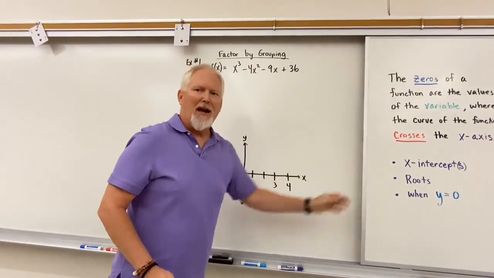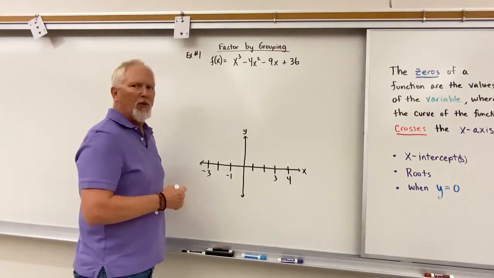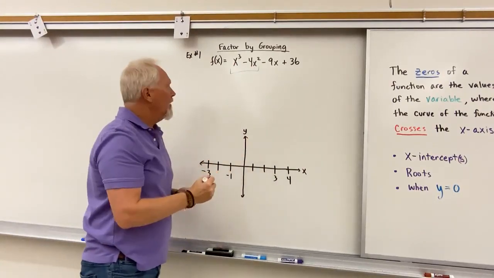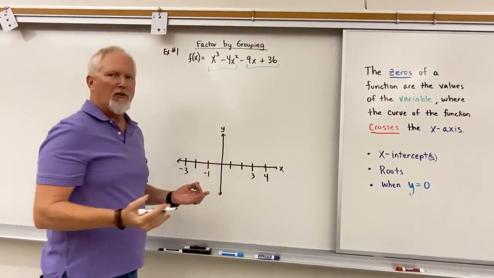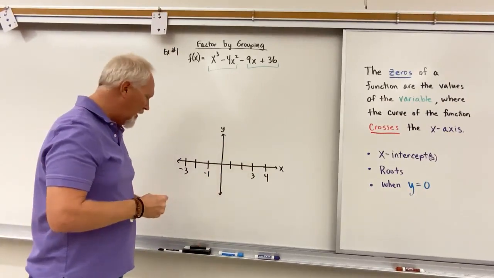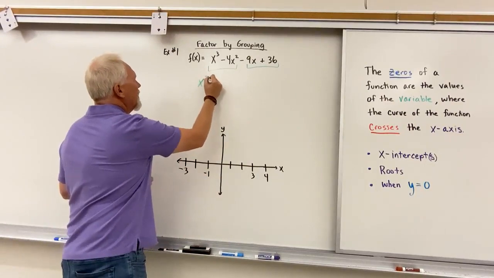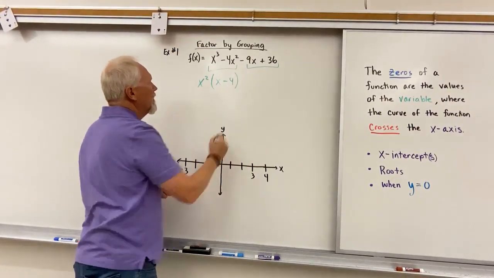This one is a factor by grouping example. So when we factor by grouping, remember that we basically take the first two and then the last two terms, and we factor something out. So in this case, I'm looking at factoring out an x squared, and I'm left with an x minus 4.